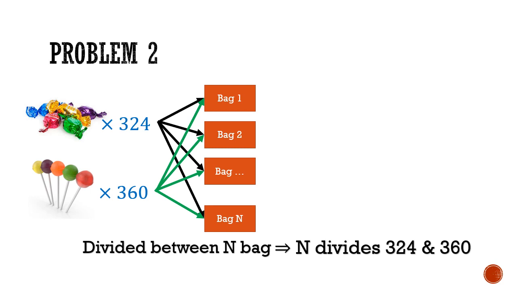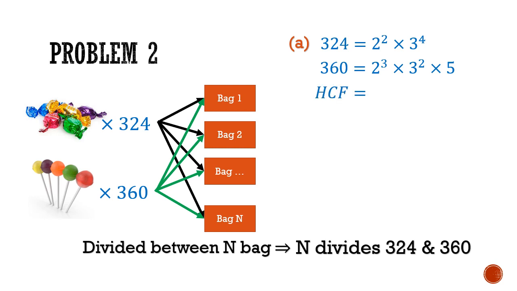So let's go through the 2 steps of finding the highest common factor. Step 1, we want to prime factorize these 2 numbers. So 324 will give us 2 squared times 3 to the power 4. 360 will give us 2 cubed times 3 squared times 5. To find the HCF, we want to choose the lowest index of each prime factor. So that would be 2 squared and 3 squared, and having no 5s. Multiply that together, that gives us 36.